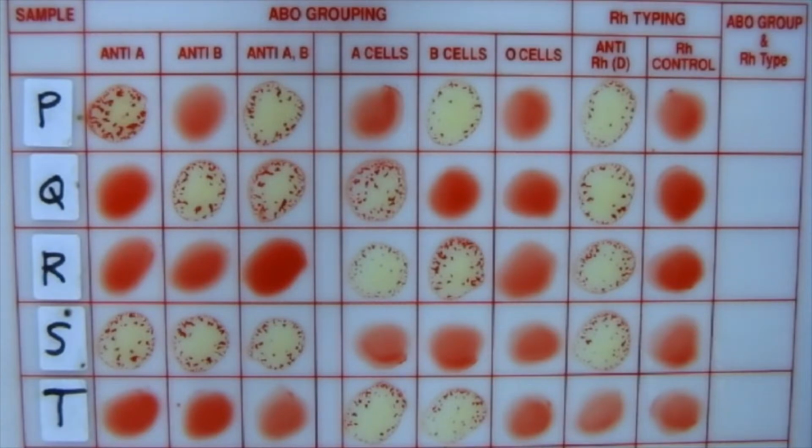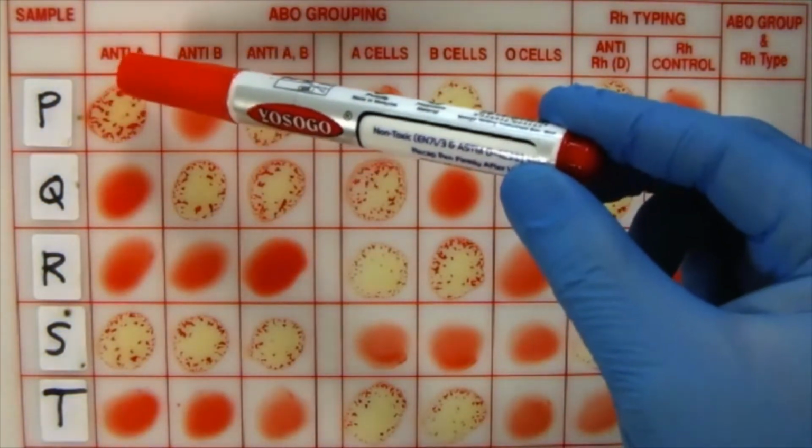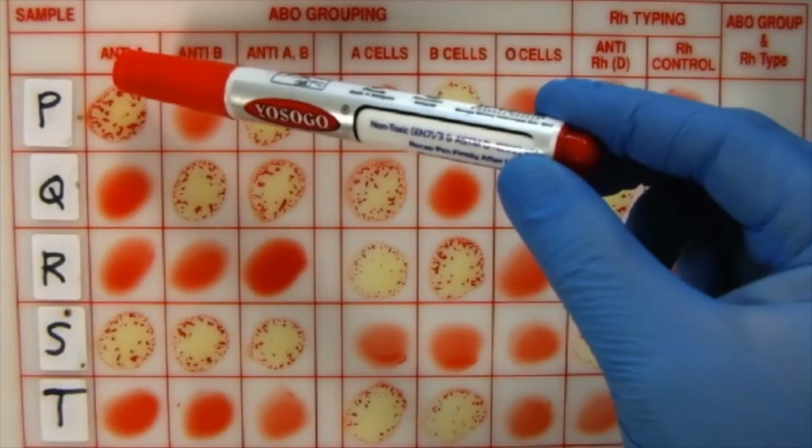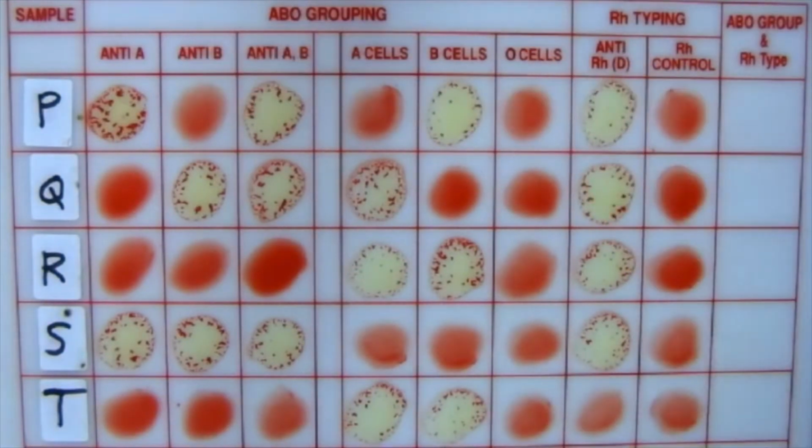And let us go through it together to have a look at what might be the possible blood group for patient P, Q, R, S, and T. Now have a closer look here. We have two types of results that we can see. One is agglutination, and one is no agglutination.